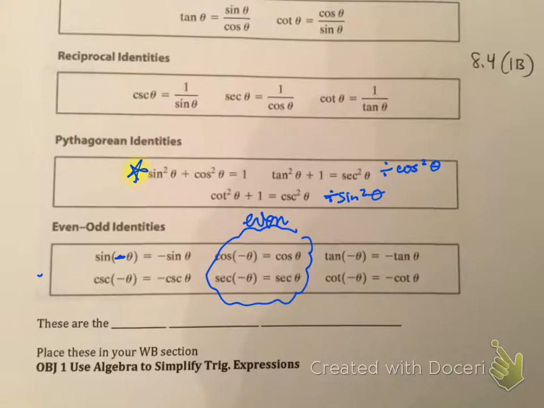I know it went through this really fast, but these are called the fundamental identities. Okay, and to be specific, the fundamental trig identities. Alright, so let's go ahead on to objective 1.